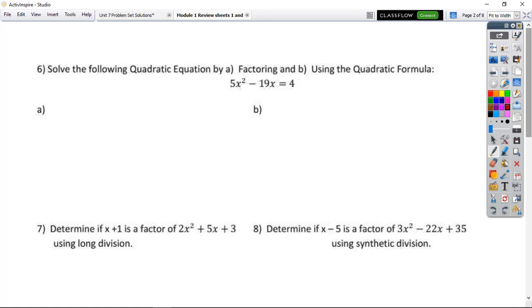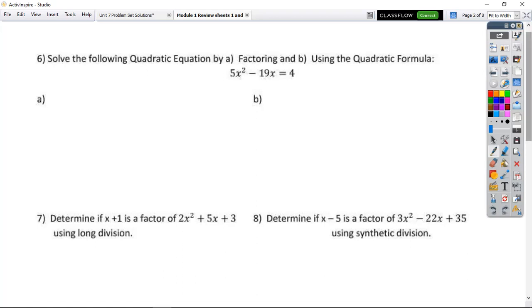All right, solve the following by factoring and the quadratic formula. So regardless, what does this need to be equal to first? 0. So I'm going to just squeeze that right in here. And we're going to go 5x squared minus 19x minus 4 equals 0. Okay, so method number 1 is AC. So over here, this is factoring by the AC method.